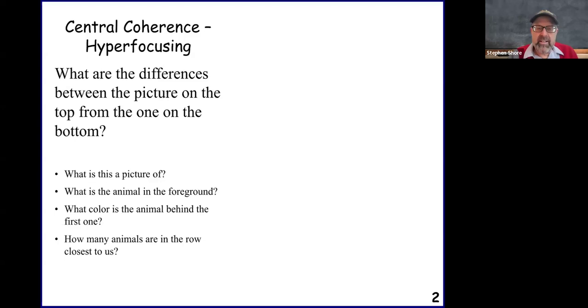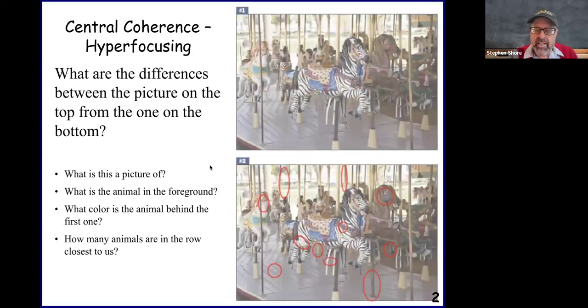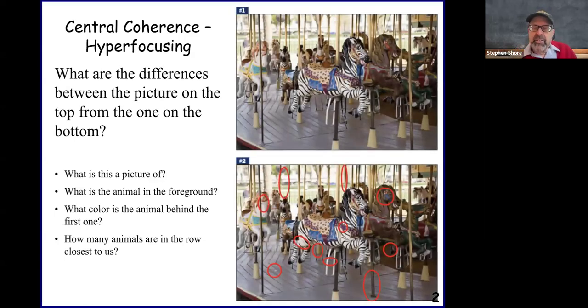And questions 3 and 4, the color of the animal behind the first one, how many animals are in the row closest to us, that becomes a little more difficult. But I believe in errorless learning and everybody should do well and get an A. So here's the picture again, and you can get them all.